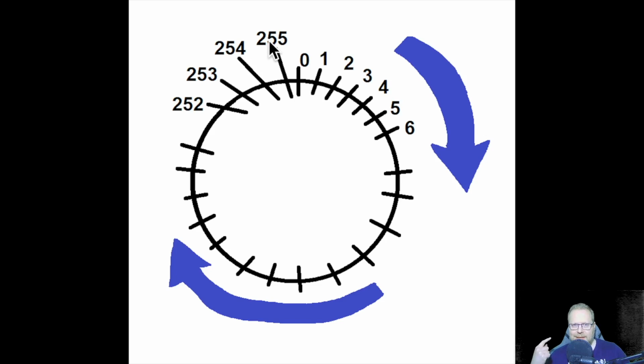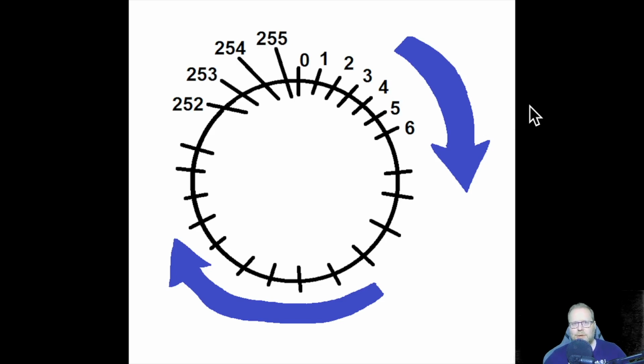If we add one more number when we're at 255, then we wrap around to 0 again. And we continue with 1, 2, 3, 4, 5. So the same is true the opposite way. So if we count down 4, 3, 2, 1, 0. So if we subtract one more, then we wrap around to 255, 254, 253, and so on.